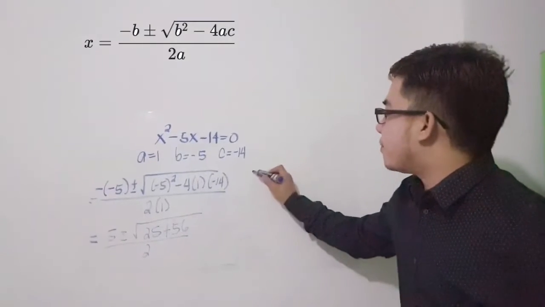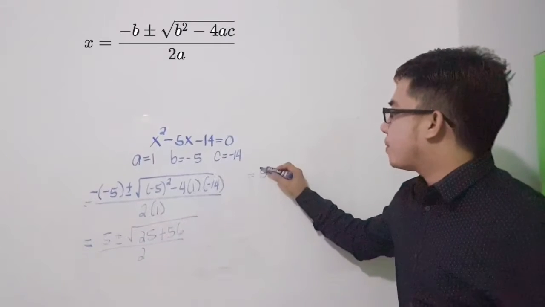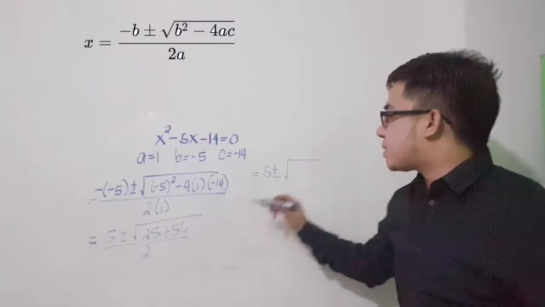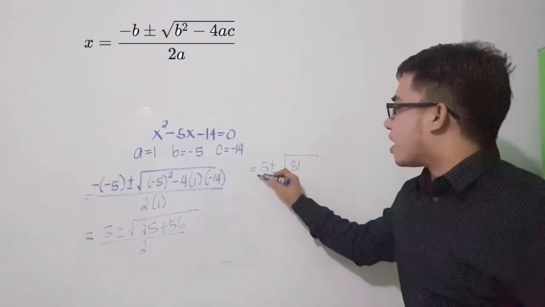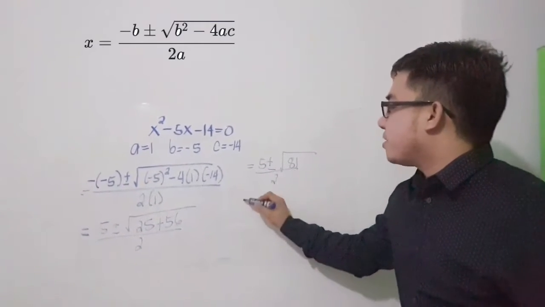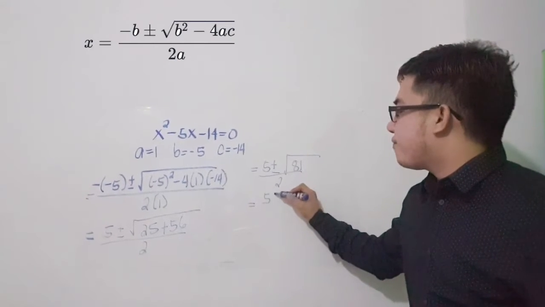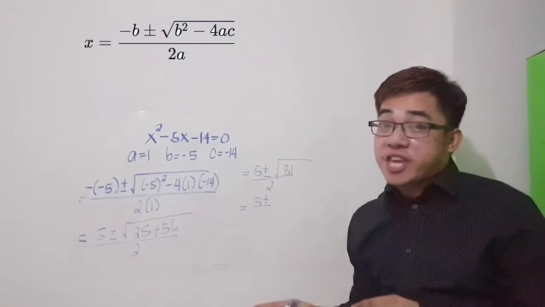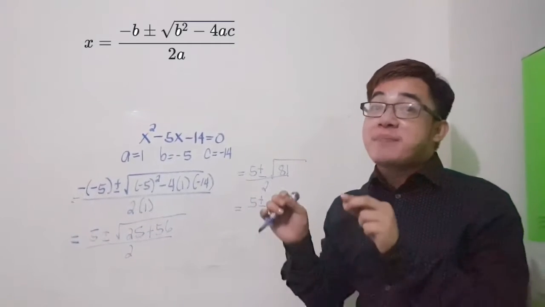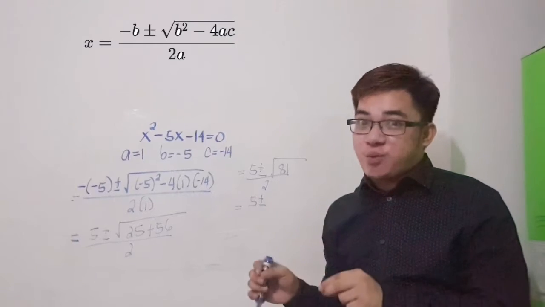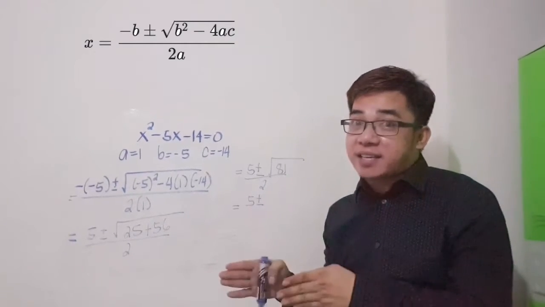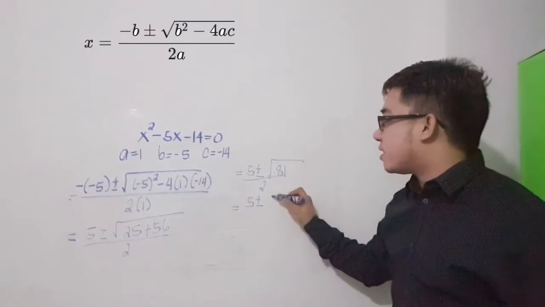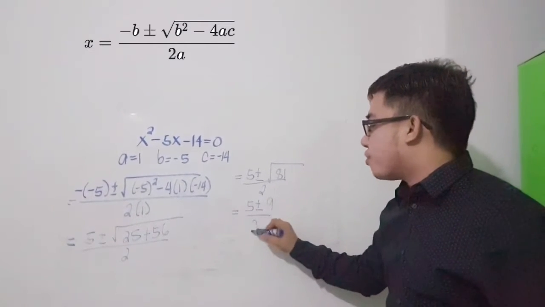Then, we will be having 5 plus and minus the square root of 25 plus 56, which is equal to 81, all over 2. Then we will be having 5 plus and minus the square root of 81. You are going to think of a number that, when you multiply by itself, the answer is 81. And that is 9 times 9, which is equal to 81. Therefore, the square root of 81 is equal to 9, all over 2.